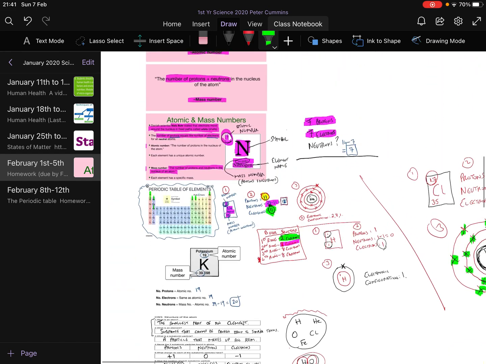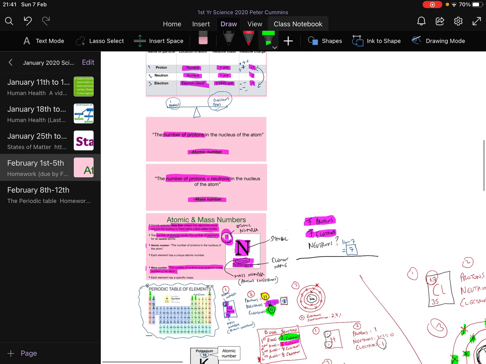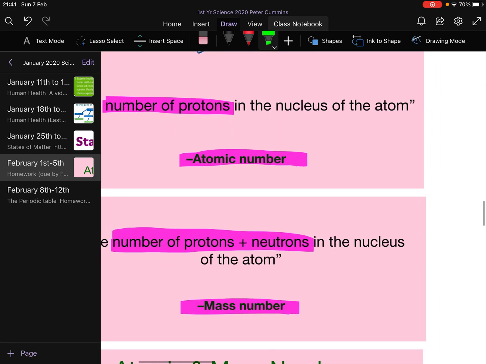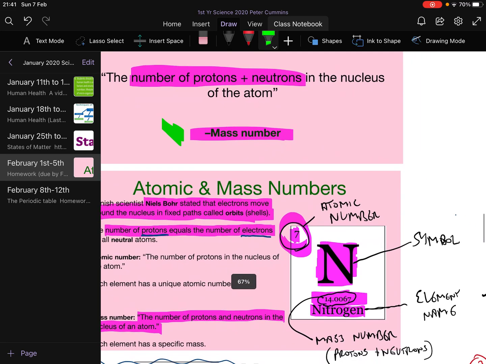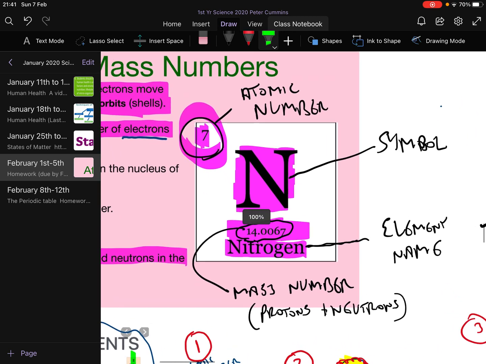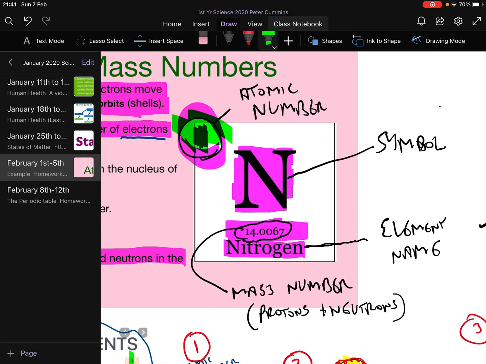And also keep in the back of your mind these definitions: the atomic number, which is important, and the mass number. If we look at any element like nitrogen, our atomic number is 7, and our mass number is 14, which is the bigger number. The atomic number tells us the amount of electrons and the amount of protons. The mass number tells us the amount of protons plus neutrons. So just keep that in the back of your mind.